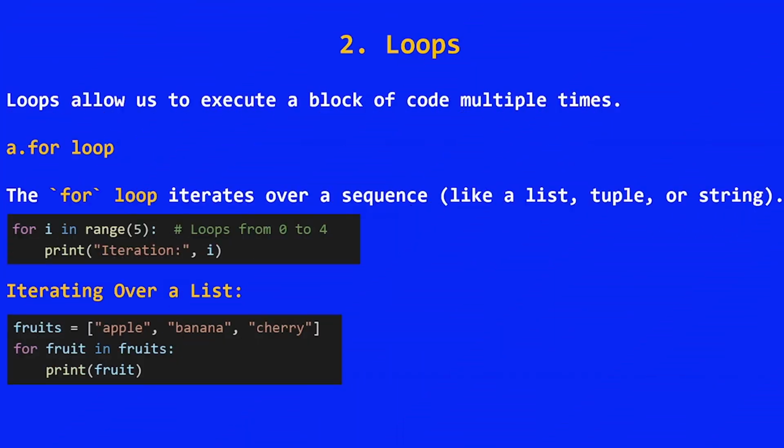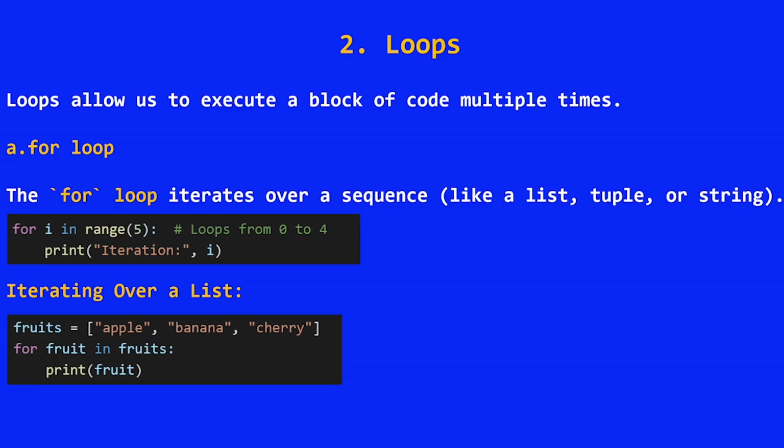Hi guys, in this section we are going to look at loops as the second part of module 2. Loops allow us to execute a block of code multiple times. We have a number of loops, and categories of loops under loops. The first category is the for loop.